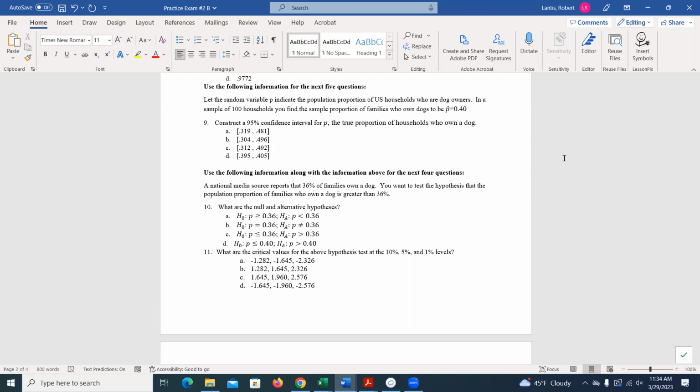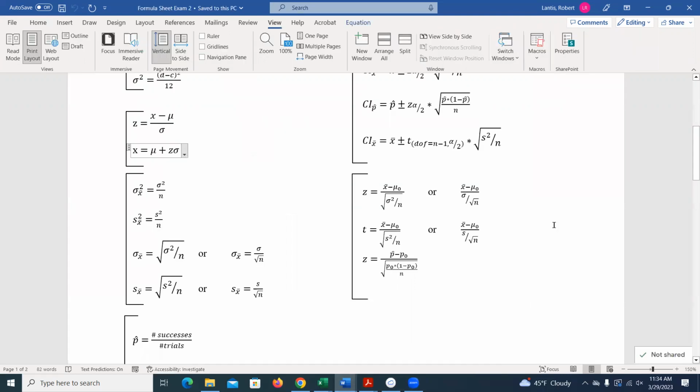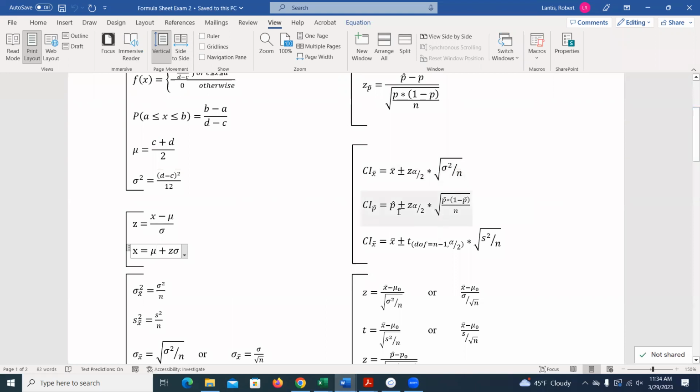Okay. So I go to my formula sheet. I look at my confidence intervals, and I even use the notation in the question, right? P hat. And I use the word proportion for using that confidence interval for sample proportion. I'm just going to start plugging my values in there, right? So I've got 0.4 as that sample proportion.